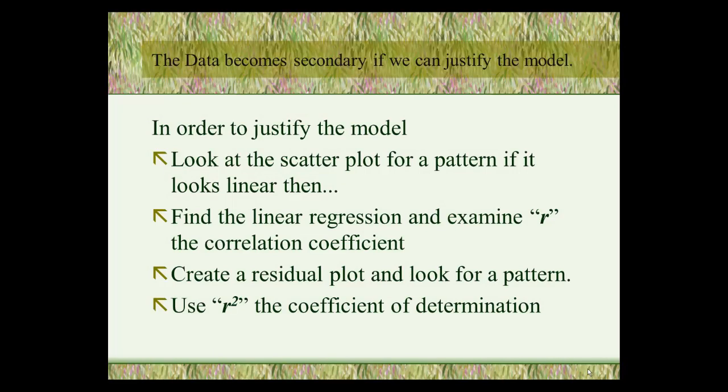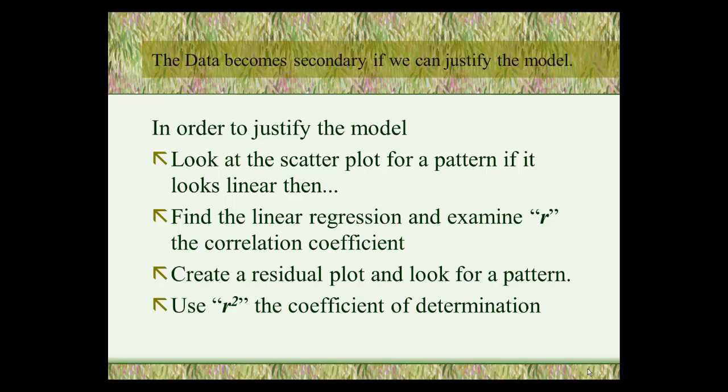Justifying a linear model for a data set is almost like building a court case. There's a number of steps we have to go through and follow in order to make this justification. I'm going to review these here quickly, then we're going to go back through them individually. First and foremost, we look at the scatter plot of the data. If the pattern appears to be linear at the onset, we can then proceed.